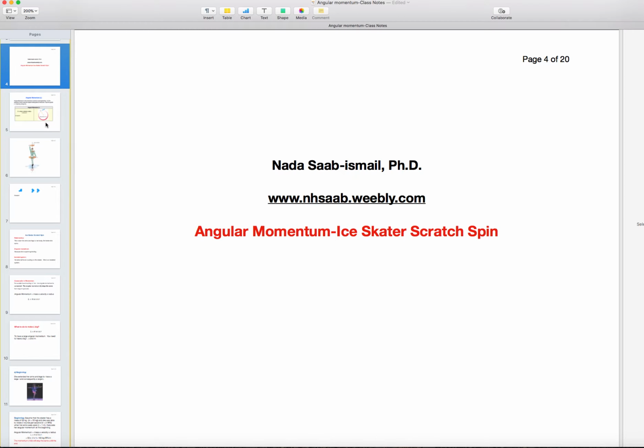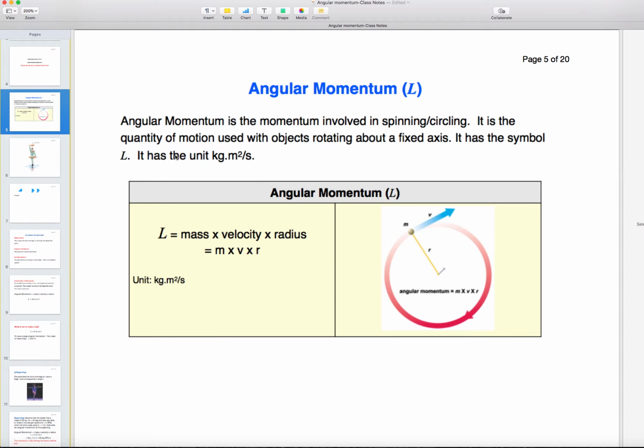So, what is angular momentum? Angular momentum is the momentum involved in spinning and circling. It is the quantity of motion used with objects rotating about a fixed axis and has the symbol L, in the unit kilogram times meter squared divided by second. So the angular momentum is mass times velocity times radius.